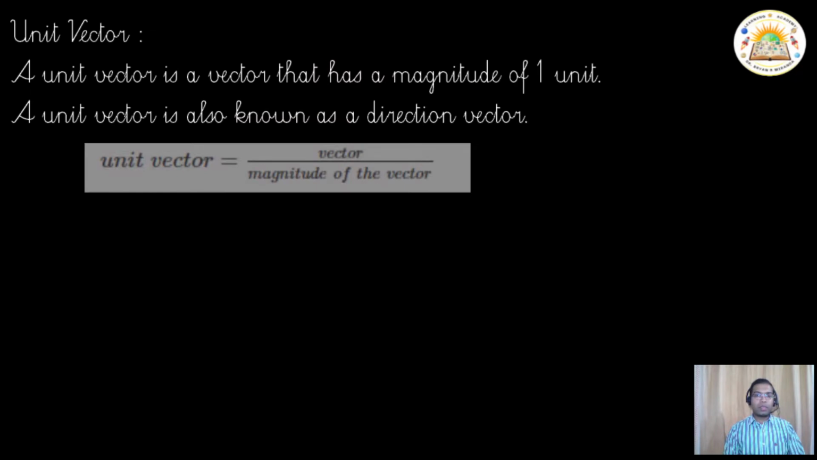Let us have a look at something which is very, very important. And this is called a unit vector. Now, a unit vector is a vector which has a magnitude of 1 unit and is also known as a directional vector. Now, why directional vector?